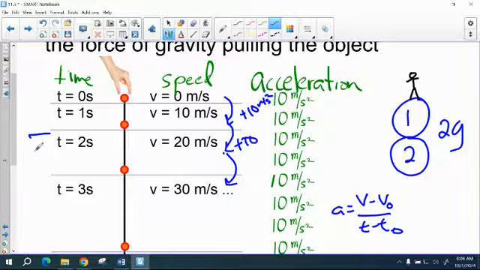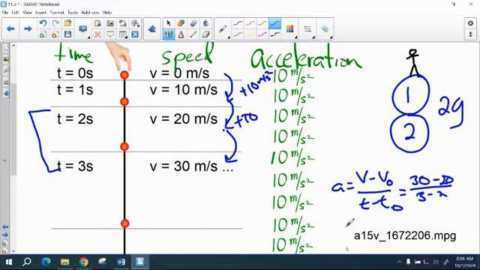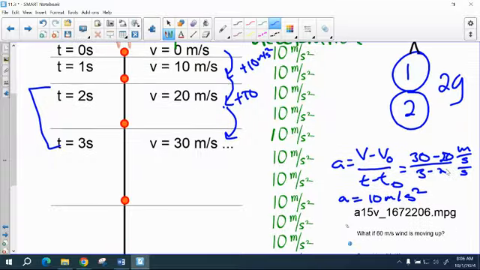So if I pick these two here, my final velocity would be 30 minus the initial, which would be 20, right? Because this is the final, this is the initial, all over 3 minus 2. Well, if you do the math on that, that's 10 meters per second squared, right? Because this is meters per second, and then this one down here is seconds. So it's 10 meters per second squared.